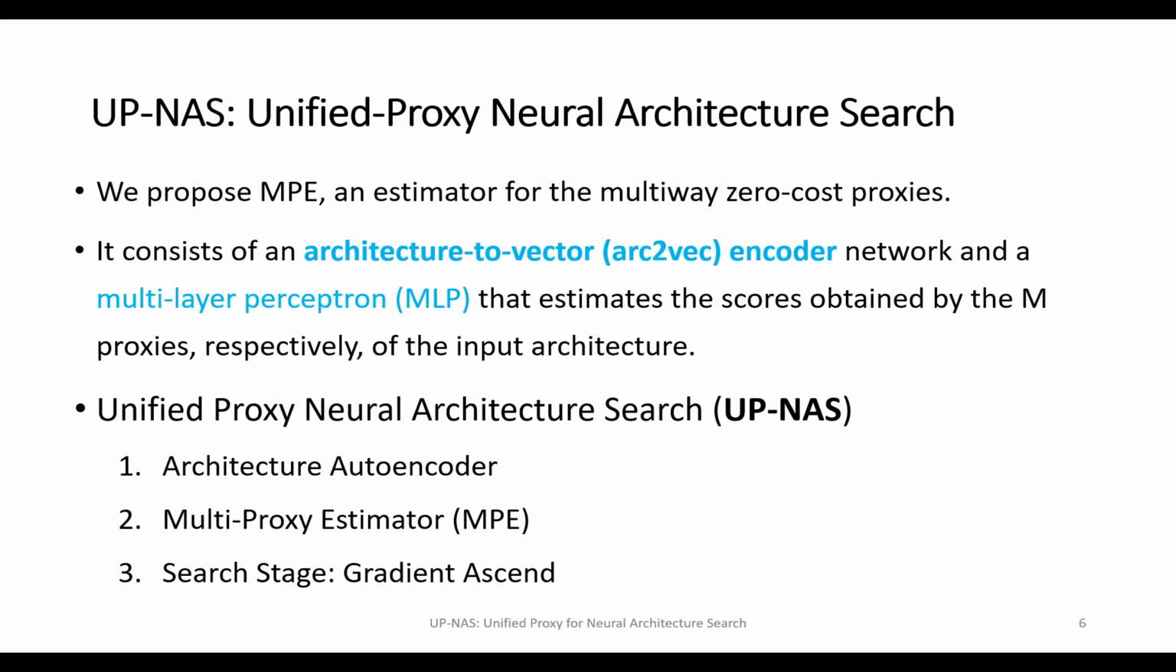The method consists of an architecture-to-vector, Arch2Vec, encoder. That encoder network requires no ground truth accuracies, but can simply perform architecture-to-vector encoding using only the topology of the network. Then we have a simple multi-layer perceptron to estimate the scores based on the m proxies. Our approach includes the following three steps, and we will introduce them in more detail.